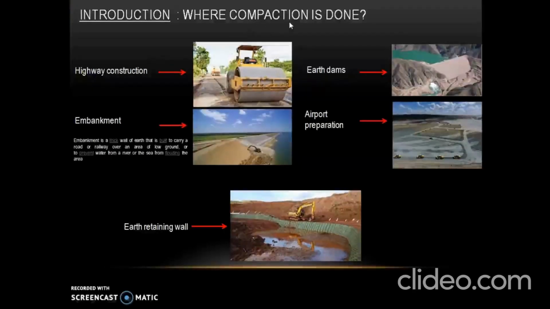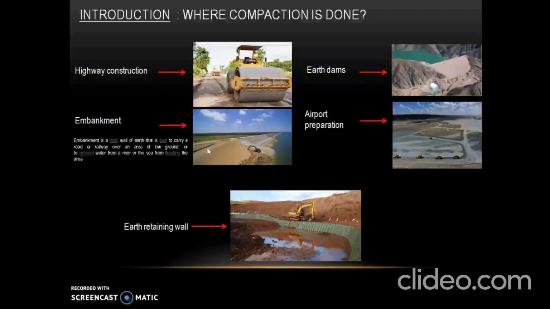Now the question is where the compaction is done. Compaction is done during highway construction. Here we can see that there is a roller which is being used to compact the soil before laying the layers of the pavement. Compaction is done in order to remove air from the voids.